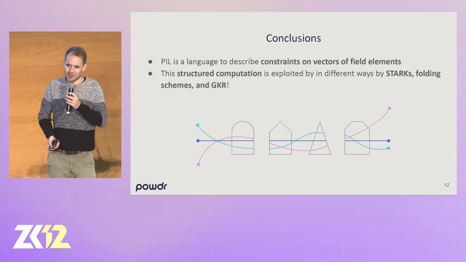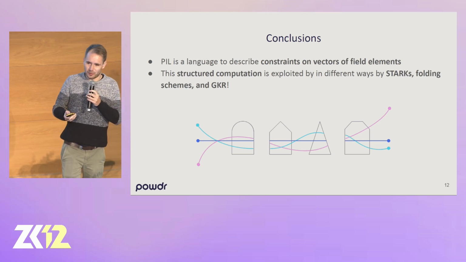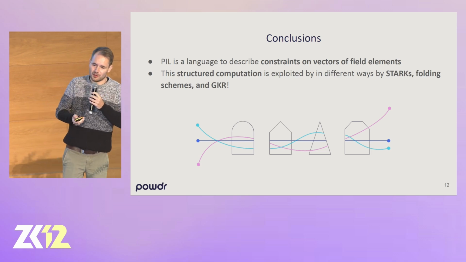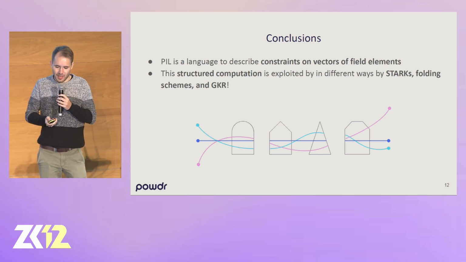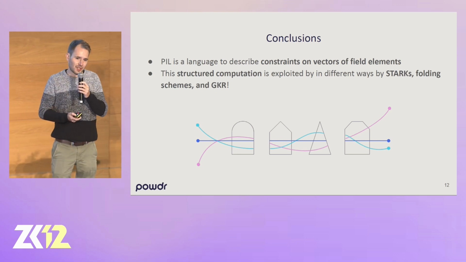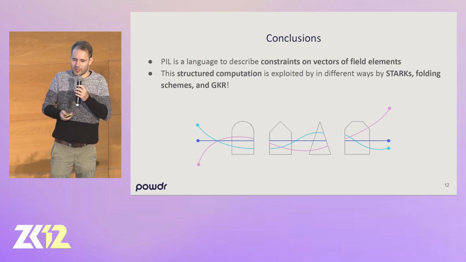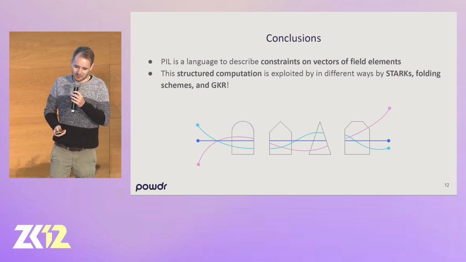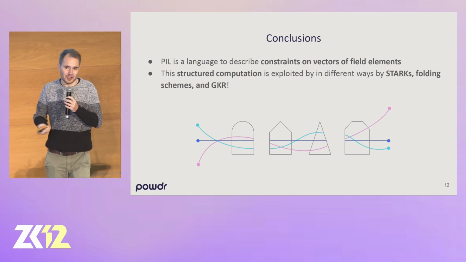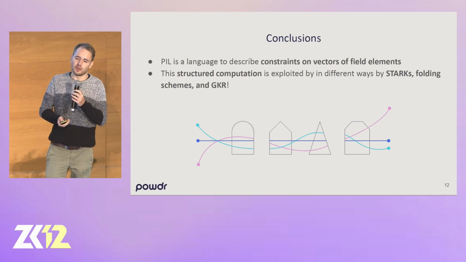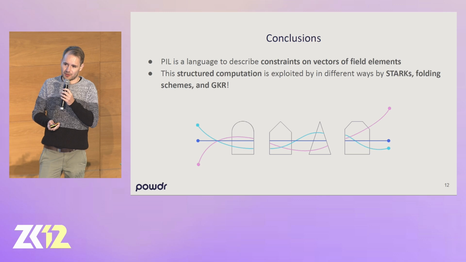And that's it. Just to recap, I view PIL as a language to express constraints on vectors of field elements, which is a data parallel way to describe computation. It's a structured computation that is exploited by different proving schemes in different ways, but we can compile to all of them, or at least the ones I've mentioned. And that's nice because then you can describe your zkVM once and decide on the proving system later, or even prove different parts of the zkVM with different proving systems.